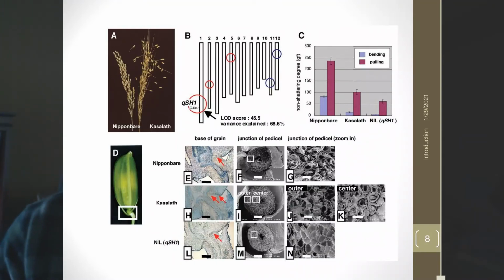Now, can you imagine how difficult it would be to collect the seeds of rice if the seeds always broke off the stem? And of course, it would be nearly impossible. Imagine picking a dandelion flower and trying to collect every single seed from the dandelion flower. And of course, it would be very, very hard.